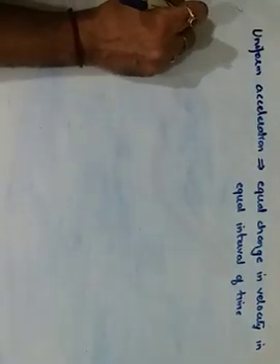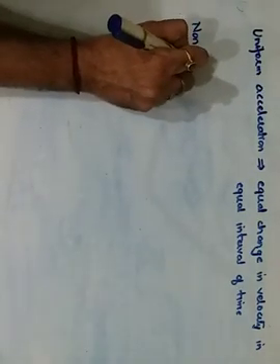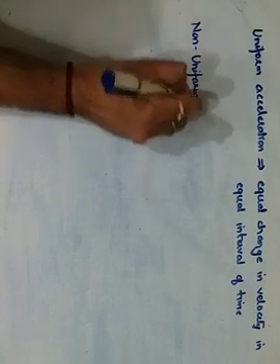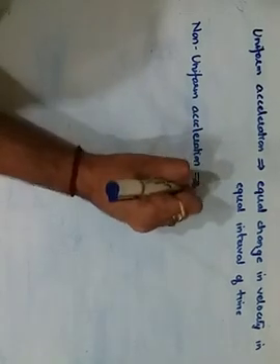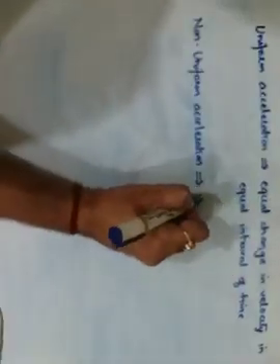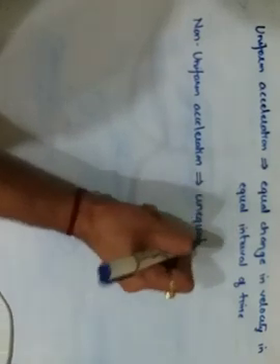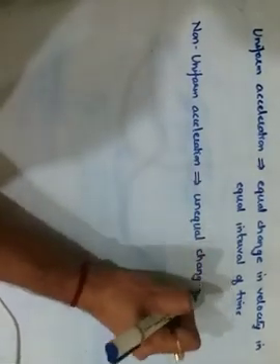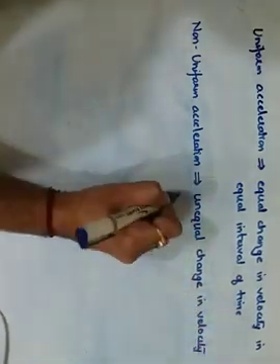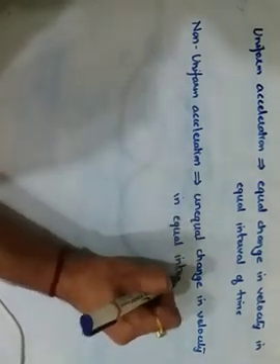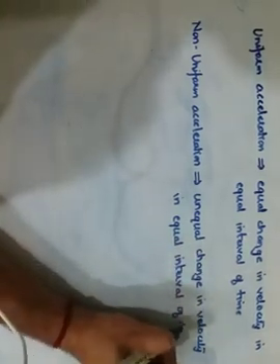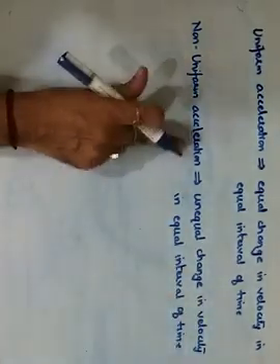Getting it? Same we go for non-uniform. When it is non-uniform, or we call it variable, non-uniform acceleration, there is unequal change in velocity, but in equal interval of time. We call it non-uniform acceleration.